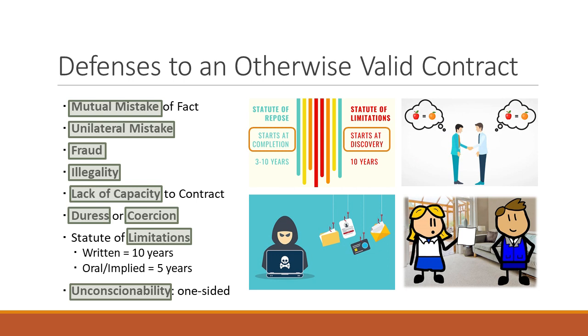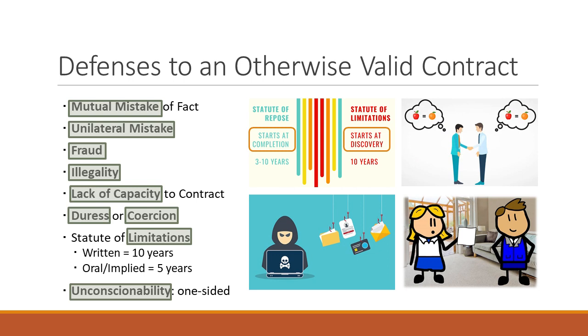And as a result of the mistake of fact that both parties had, you could say, well, you know what, I'm not going to do this for $150,000. And even if the homeowner comes back and sues you for the $150,000, you say, but there was a mutual mistake of fact. Both parties here mistakenly thought that the area was zoned residential.